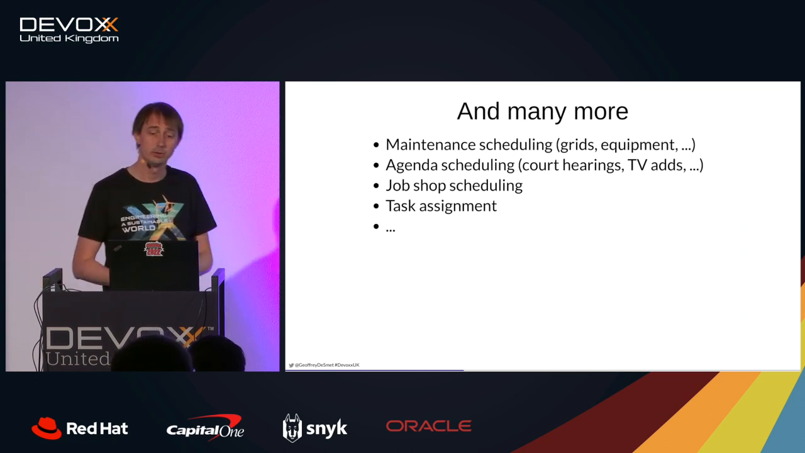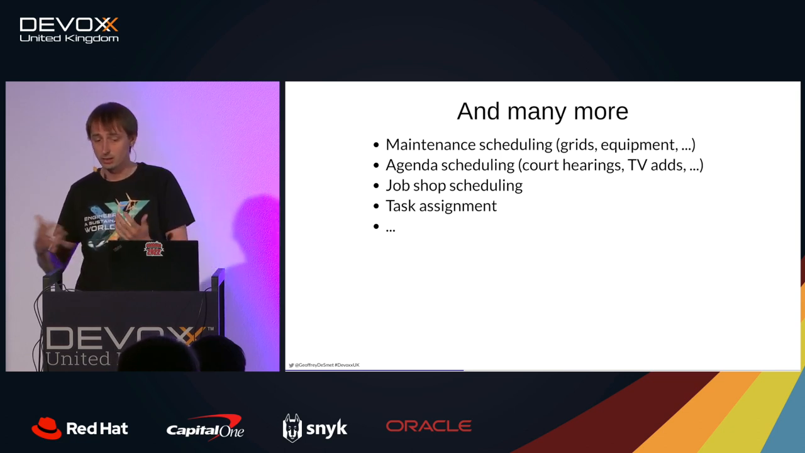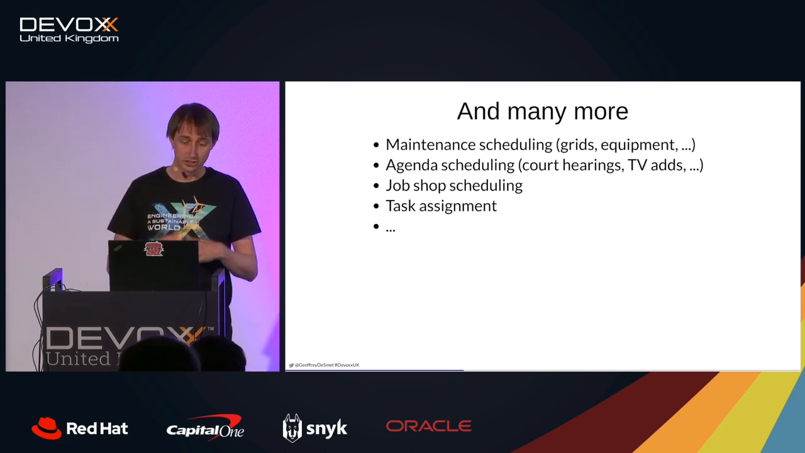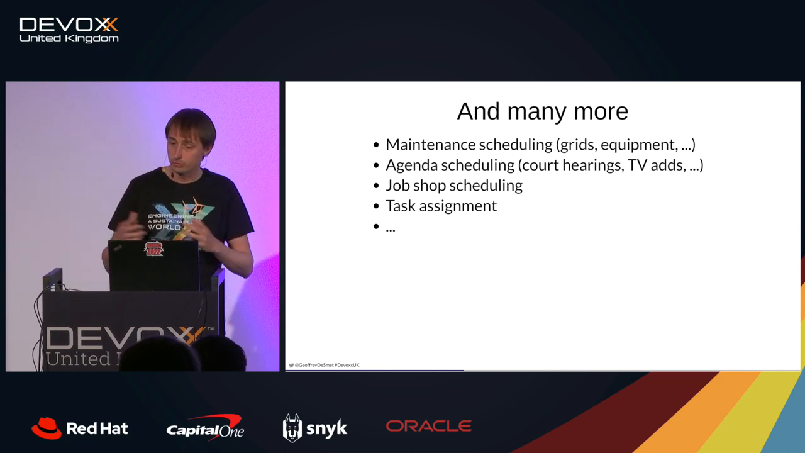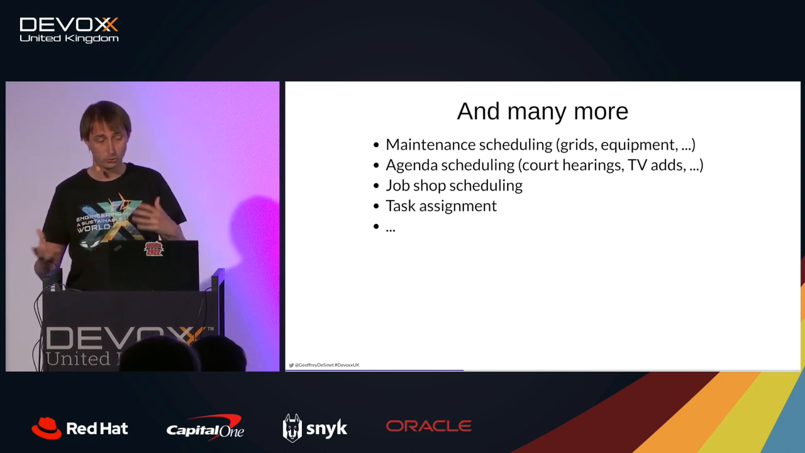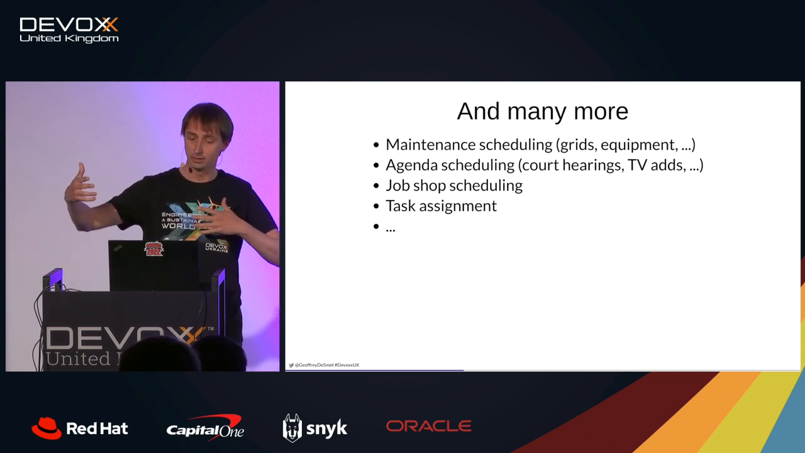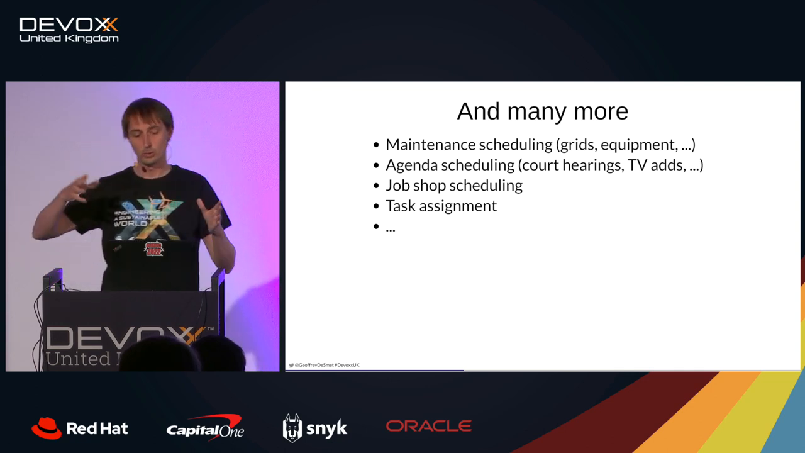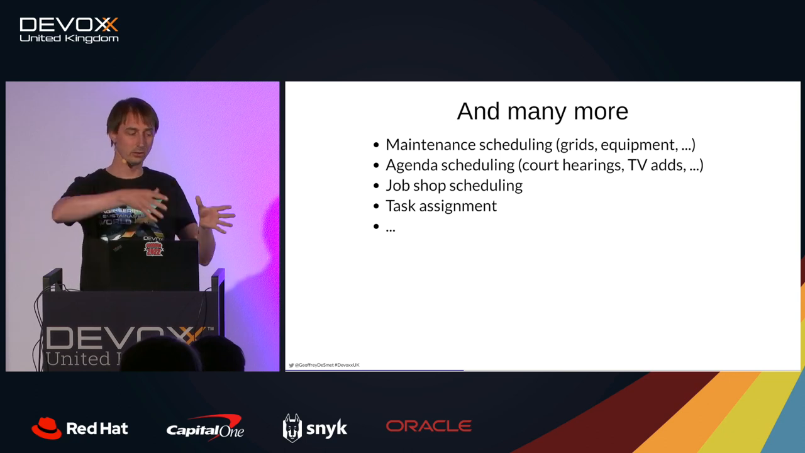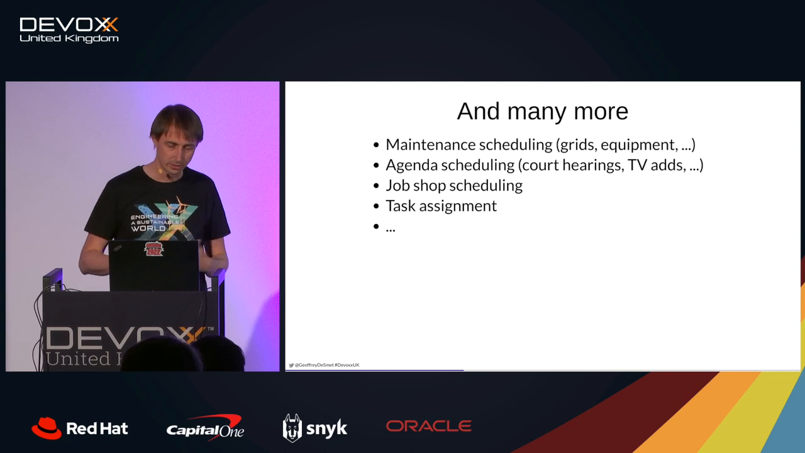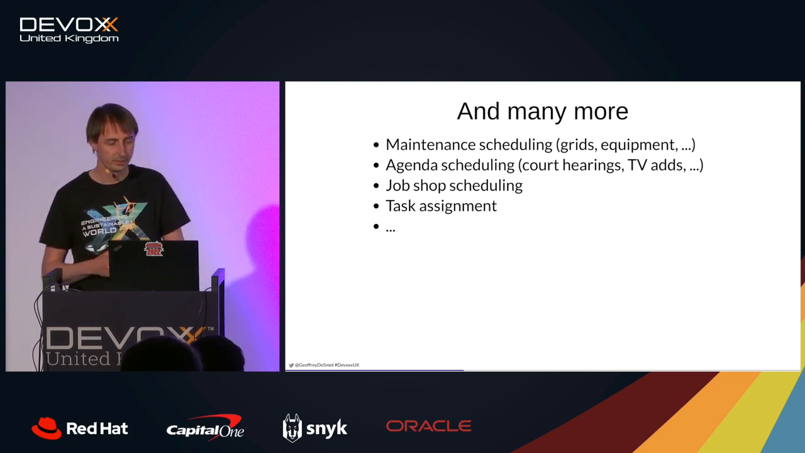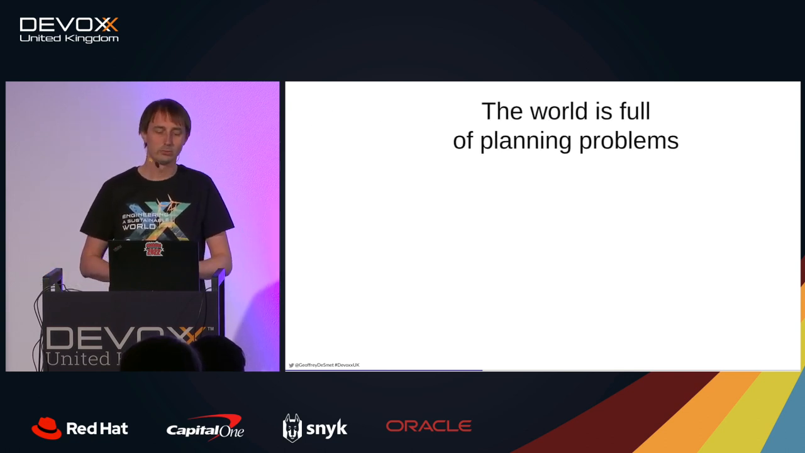There's maintenance scheduling, doing grids or equipment, elevators, escalators. There's agenda scheduling when you want to assign court hearings or TV advertisements. There's job scheduling when you are building things like a car in a factory and you need to figure out which thing on the car happens in which order, and you can optimize that. You want to reduce your makespan and things like that. So the world is full of planning problems.